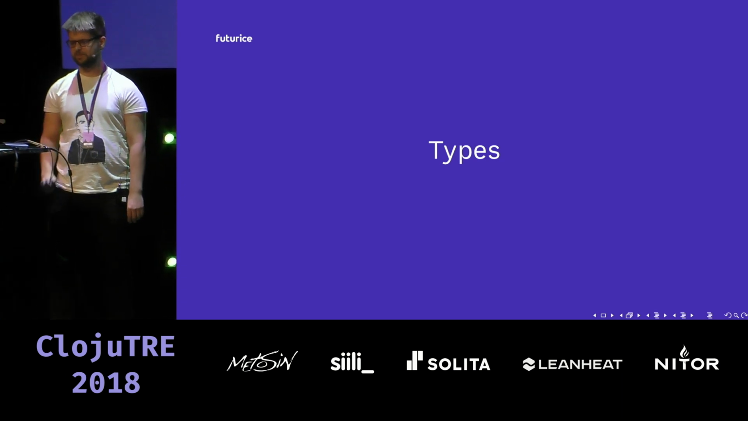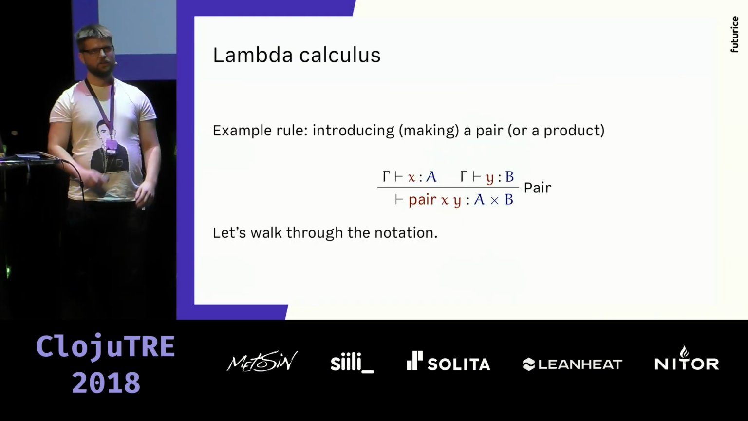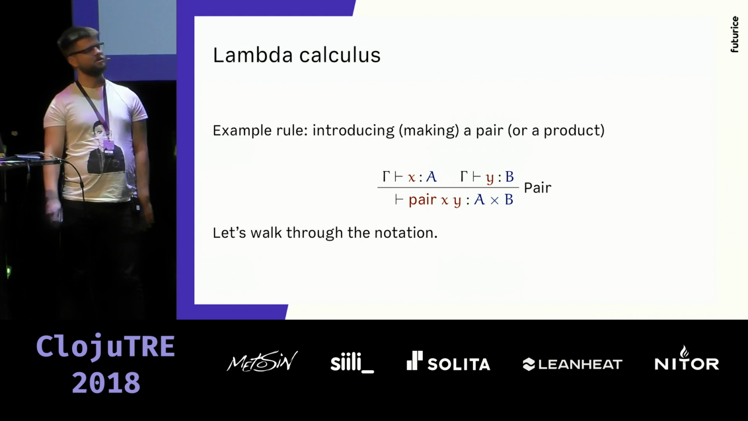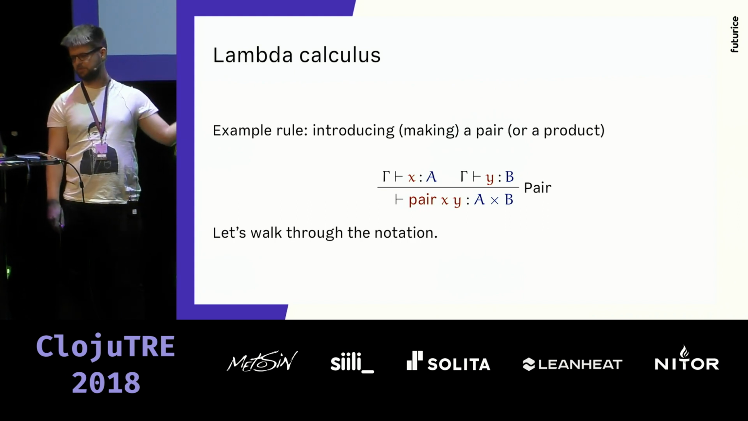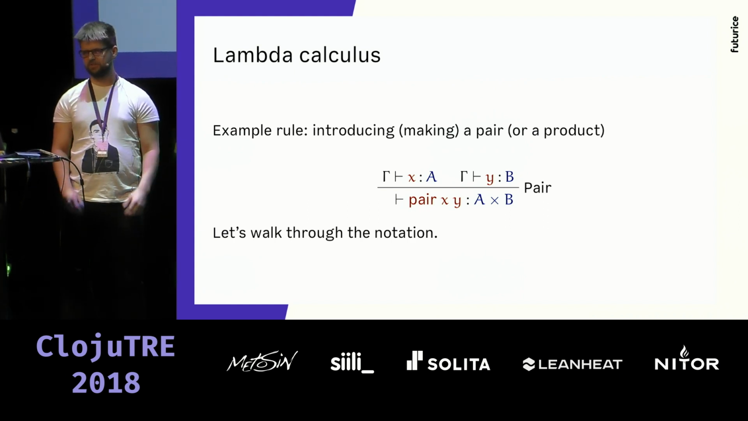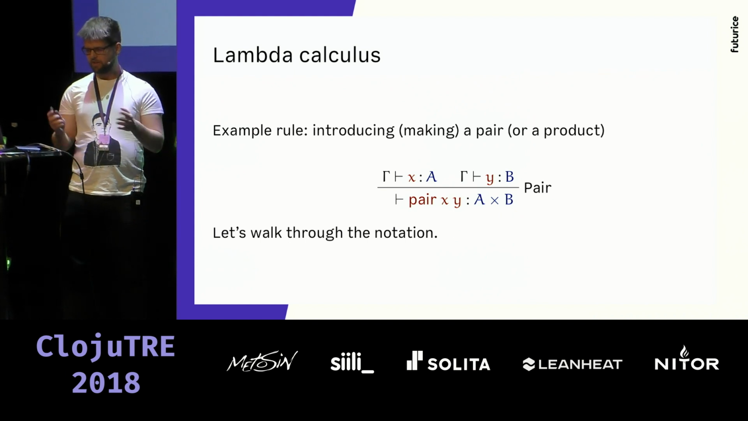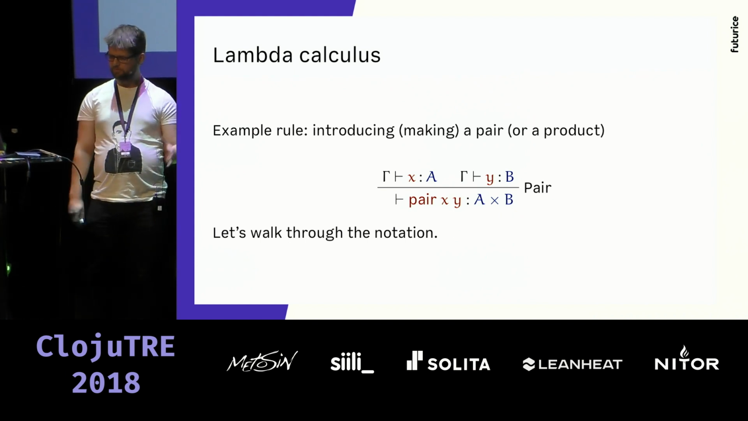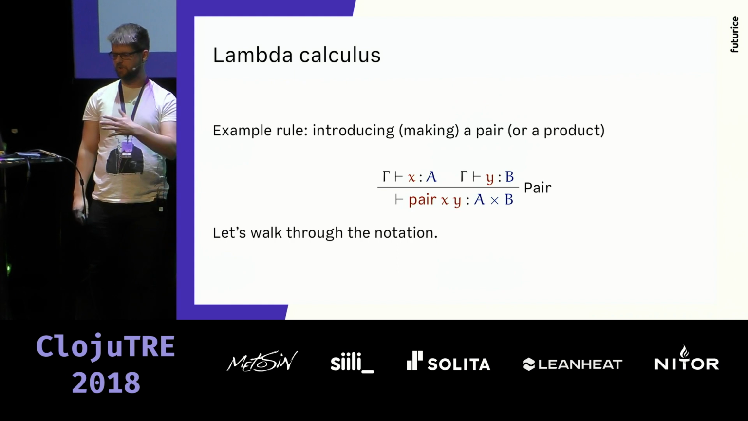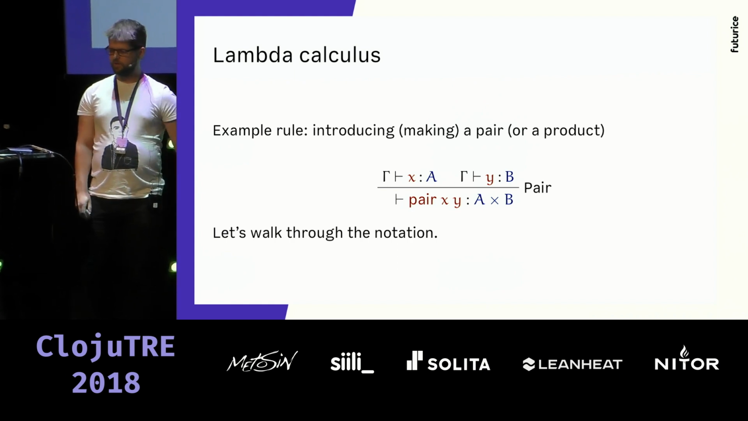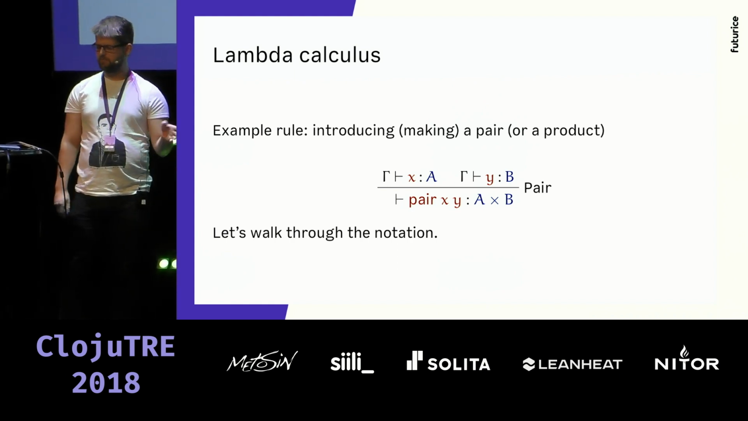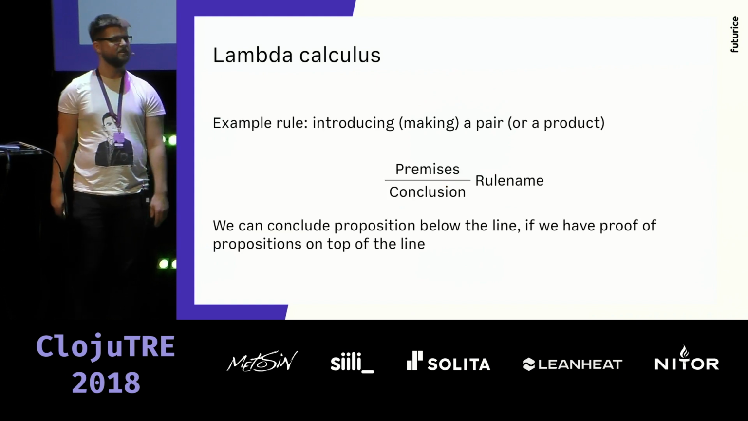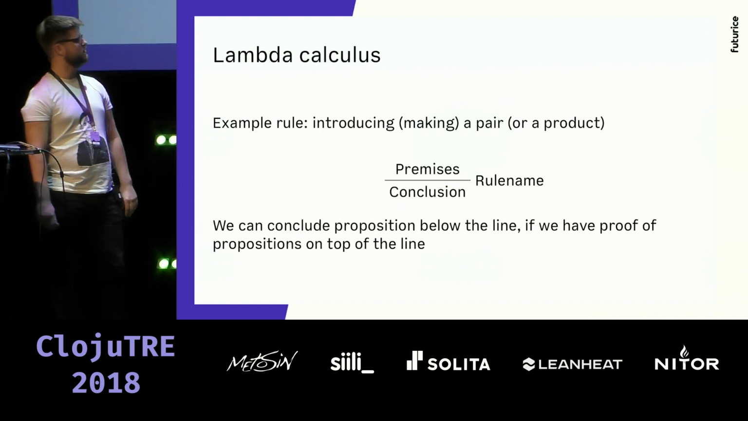So first, about types. Type systems are introduced with rules that look like those. And this one is introducing a pair. We write pair as pair x y, and it has type a times b and blah, blah, blah. But I'll take it slow and explain it in a bit.